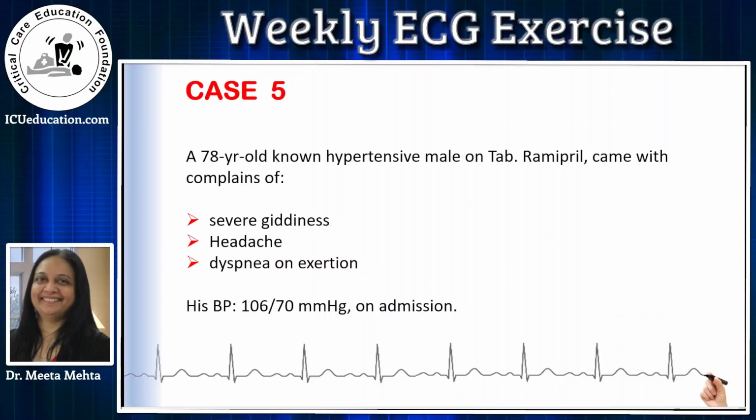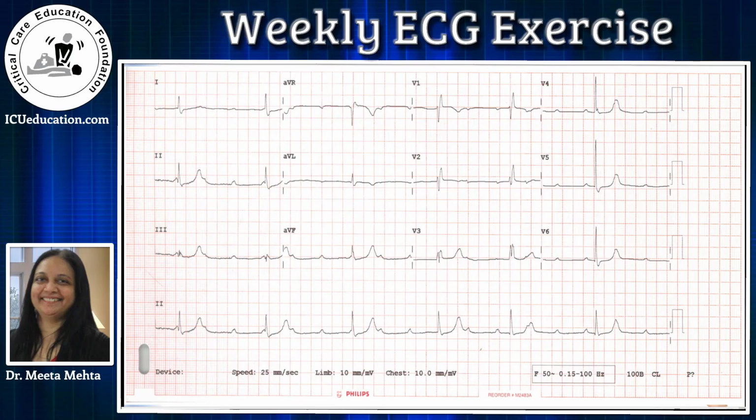This was a 78-year-old gentleman, hypertensive on tablet Ramipril, who came with complaints of severe giddiness, headache and dyspnea on exertion for the past 2 to 3 hours. On admission, his blood pressure was 106/70, borderline for a hypertensive patient. This was his ECG on admission.